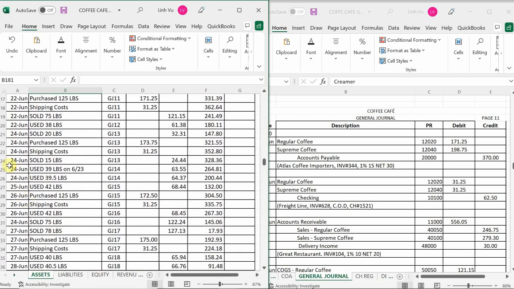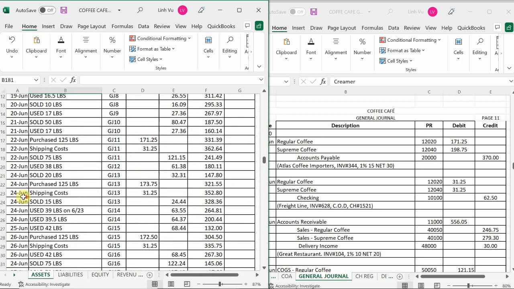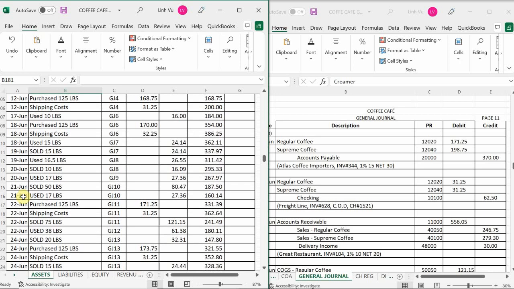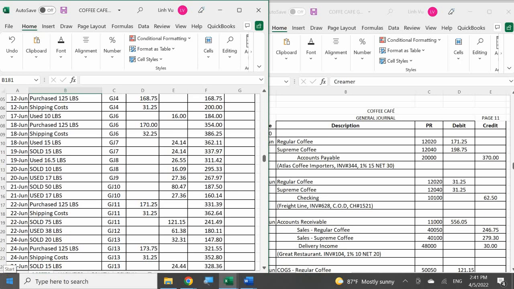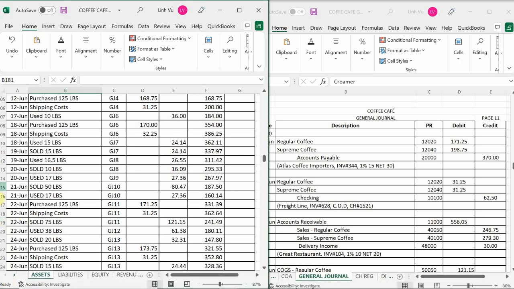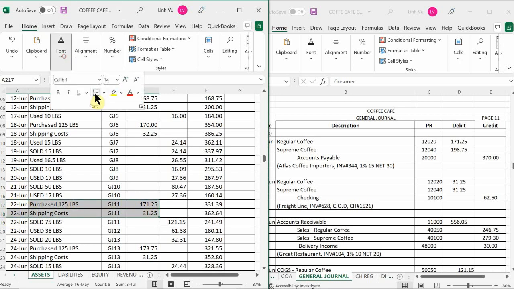22nd. Now in this case, I don't have a hunch that it's going to be in the inventory, because we have the inventory worksheet to match it as well. So the dollar that's missing shouldn't be in here. That's already giving me a sense right there. So right here we purchased, and we also popped in the freight here, for $171.25 and $31.25.